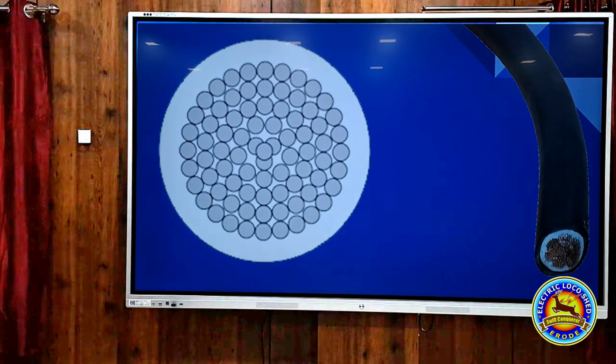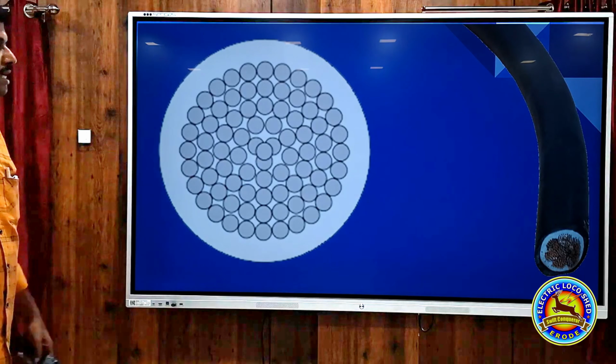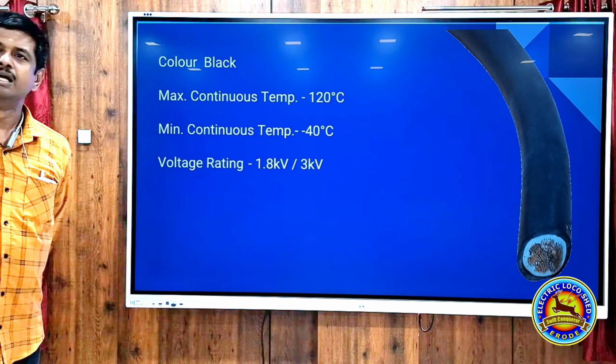This is a cable. Inside these strands are conductors, and outside you can see the insulated sheath. Normally our locomotive cables are black in standard color, and the maximum continuous temperature is 120 degrees, recently revised to 150 degrees as per the latest specification, and the minimum continuous temperature is minus 40 degrees. Normally that much negative temperature will not come, but it is designed and specified for minus 40 degrees, and the normal voltage rating of the cable used is 1.8 or 3 kV.